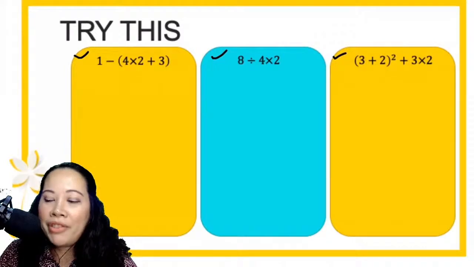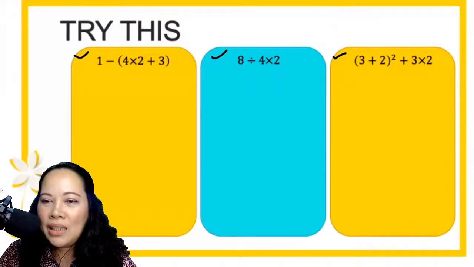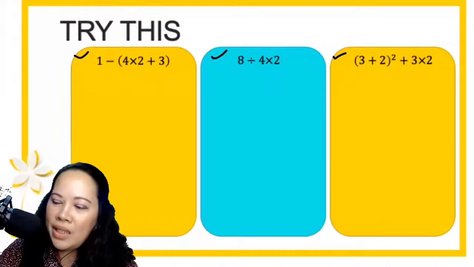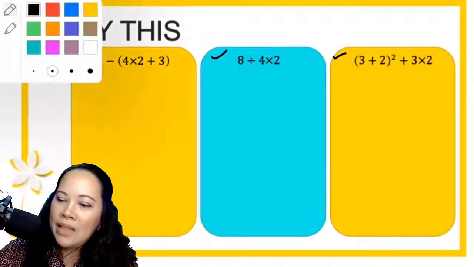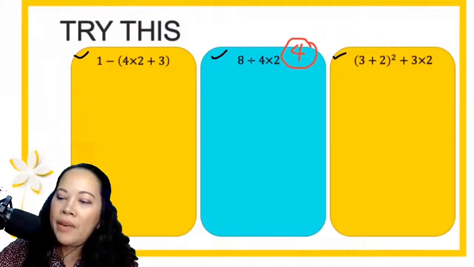So what will be the first answer? You're already answering number 2. Oh, this one. You mean the answer you have here is 4. Okay. All right, let's check if your answer is correct.